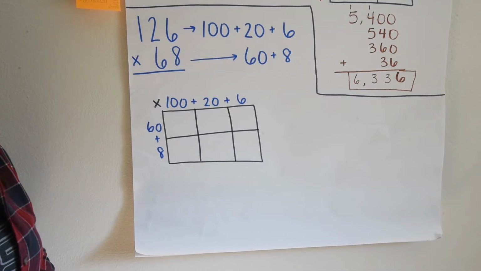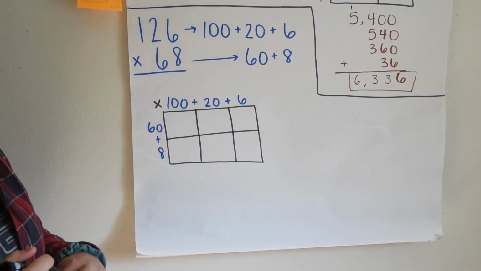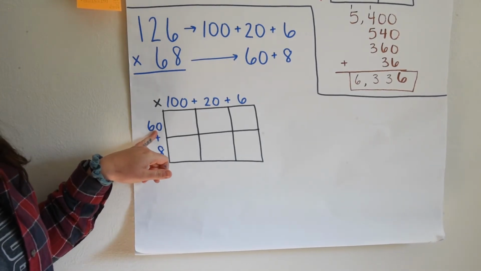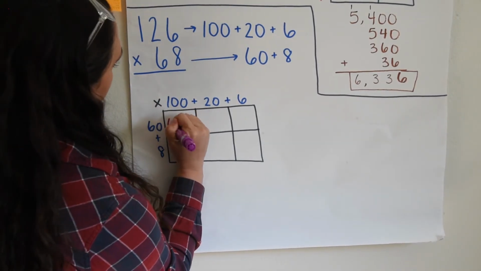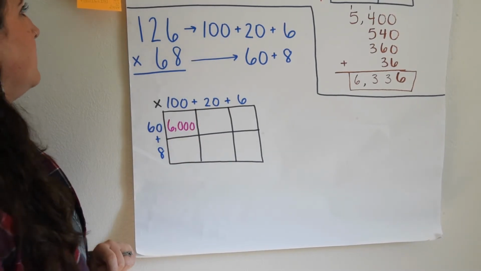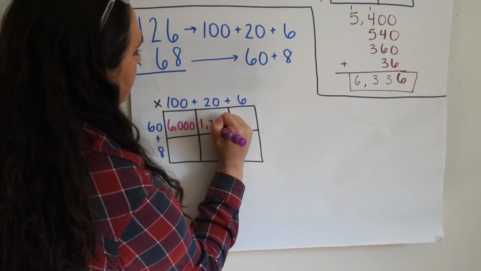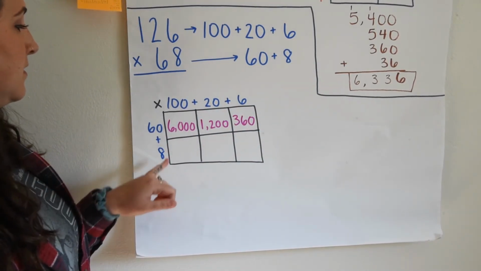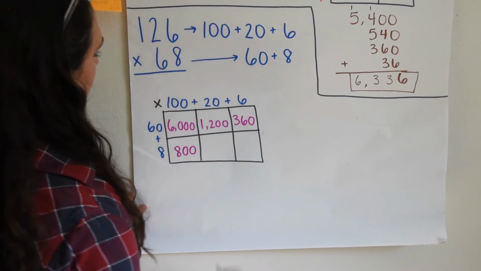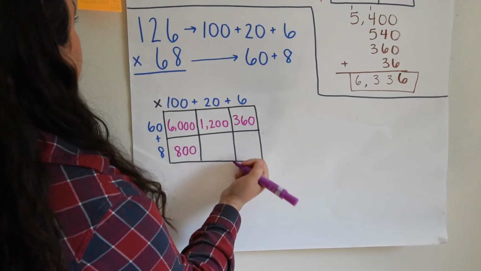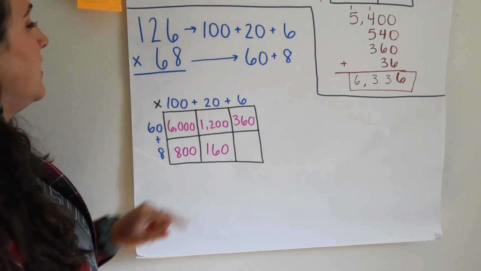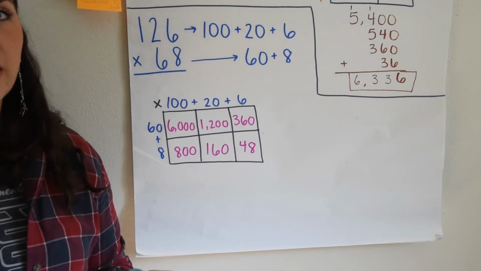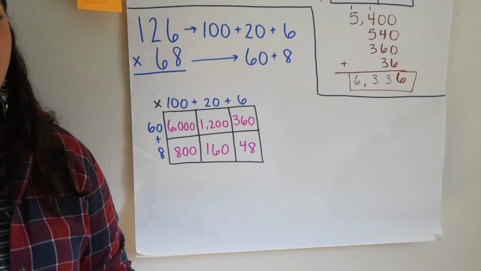So now for my 3-digit by 2-digit, I need to go through and I need to multiply each number. We're multiplying here. I'm starting with 60 times 100, which I know is 6,000. Then I have 60 times 20, which is going to give me 1,200. 60 times 6, 360. 8 times 100, 800. 8 times 20, 160. And 8 times 6 is 48. Okay, now that I've multiplied all my numbers together, I need to add them up again.